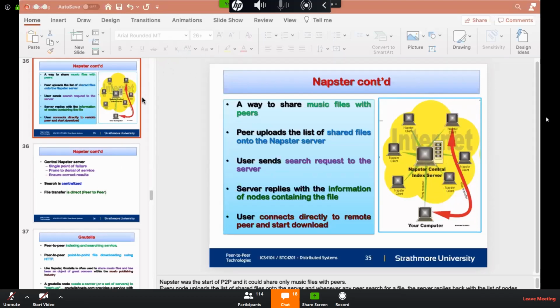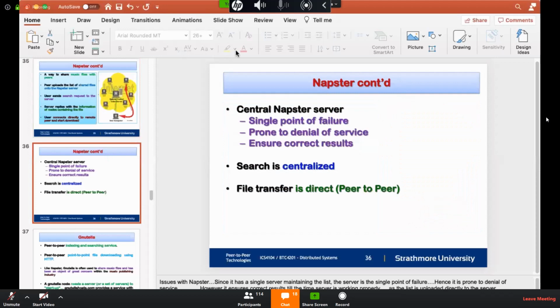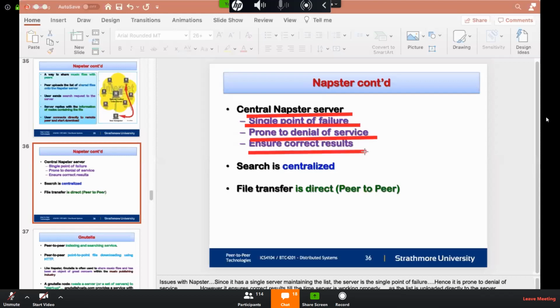Now, from what we have from there, we end up saying that the Napster central server has a single point of failure, is prone to denial of service, and has to ensure correct results. Denial of service: we know where the server is, we can hit it. Single point of failure: if that server goes down, we're in trouble. Of course, we'll talk about ways this can be solved, but that's the whole point.